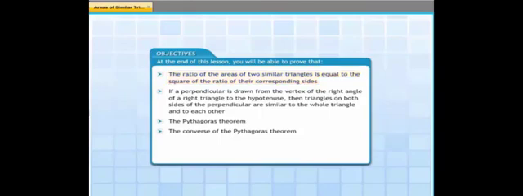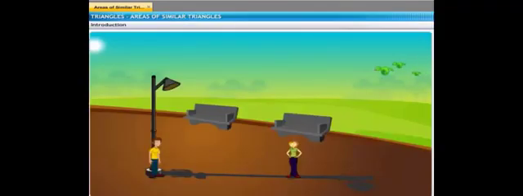You will also be able to prove that if a perpendicular is drawn from the vertex of the right angle of a right triangle to the hypotenuse, then triangles on both sides of the perpendicular are similar to the whole triangle and to each other. You will also be able to prove the Pythagoras theorem and its converse. In this lesson, we'll discuss three important theorems that are based on the areas of similar triangles.